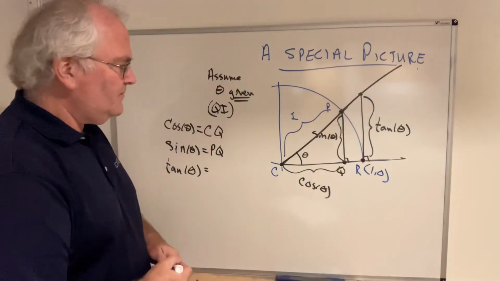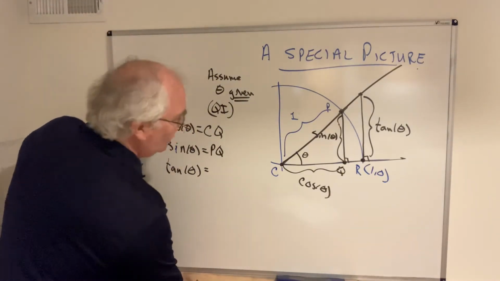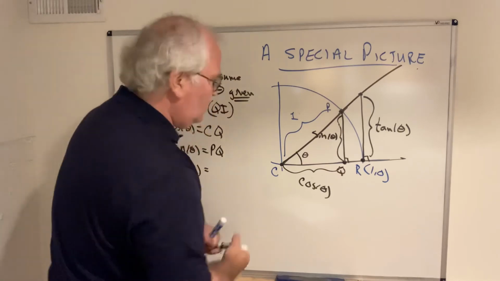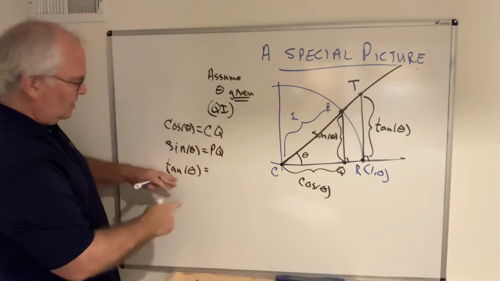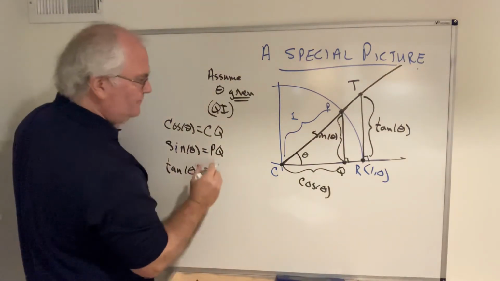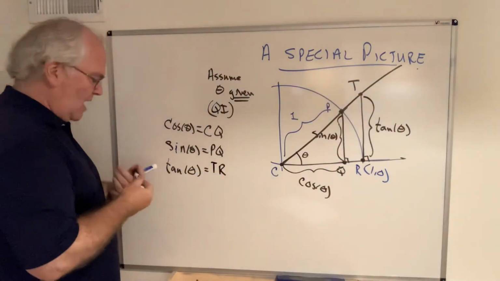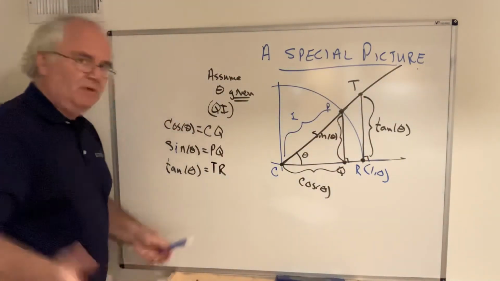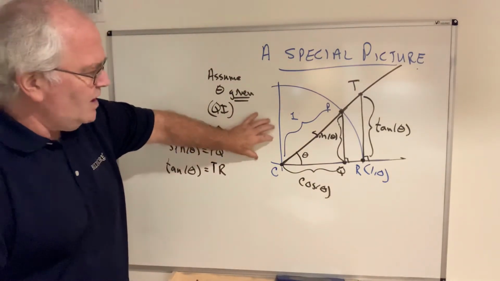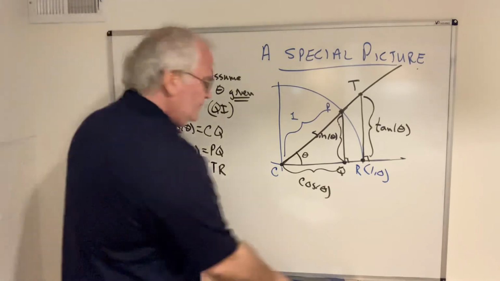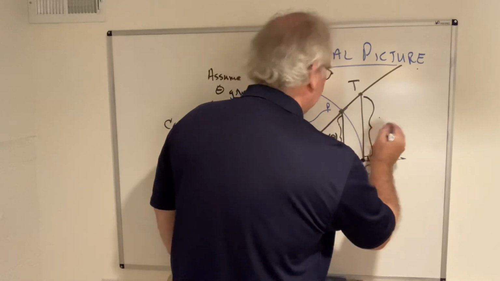Now, how do I know that? I know that because what I claim is, what is that? Oh, I need to label my little point there, don't I? P, Q, R, let's call this point T. And so in this picture, what I claim is tangent theta is TR, right? This distance. Now, I'm sure you would accept my word for it. You would accept anything I say. But let's just make sure that we know why that's the case. Pretend we don't know. Let's call this distance N.